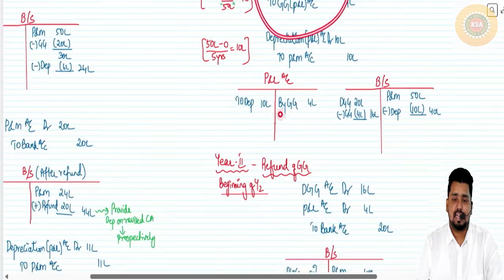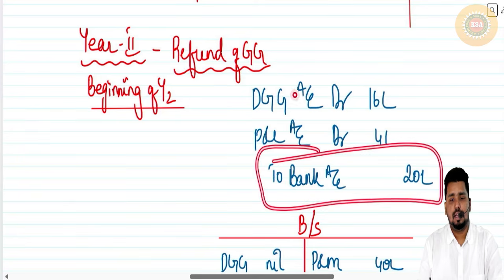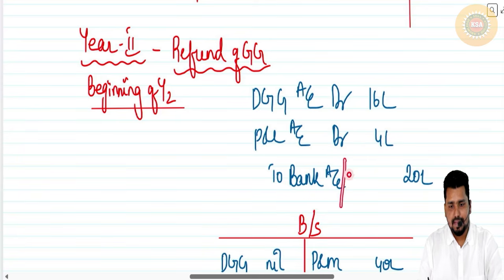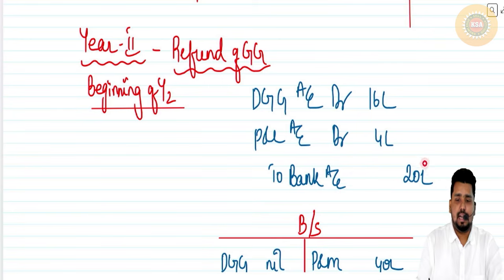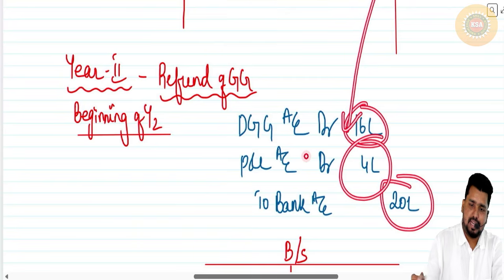Then what is the entry for refund? First, pay. If the question says it is still repayable, then you will write GG repayable or refundable. Clear? And once you pay, whatever is the balance in DGG, that balance should be reversed. The difference should be taken to P&L.